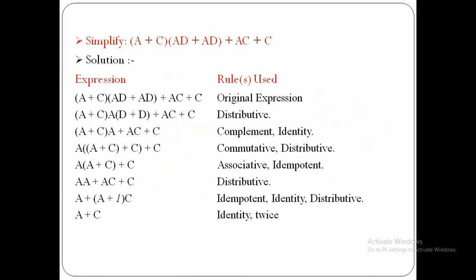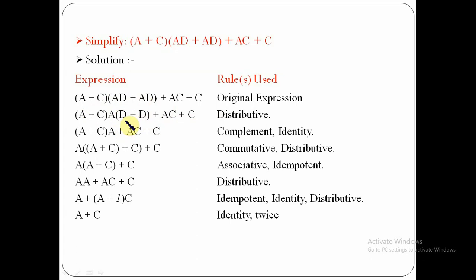Another example we take here: (A plus C)(AD plus AD plus AC plus C), and you have to reduce that equation. This is the original equation. Then you apply the distributive law in the equation. Here is AD plus AD. Then we take the common A, and in the bracket D plus D remains, plus AC plus C, that is the distributive law.